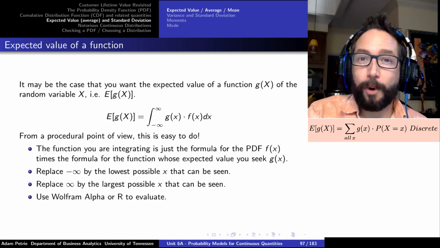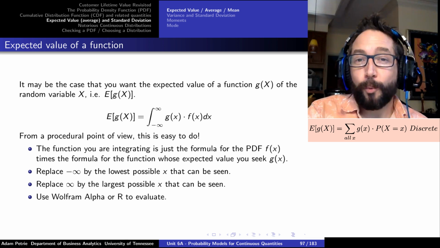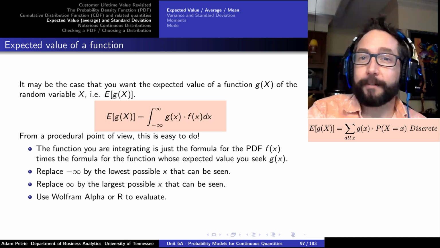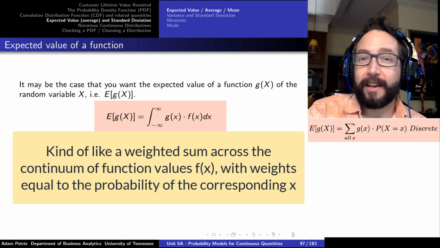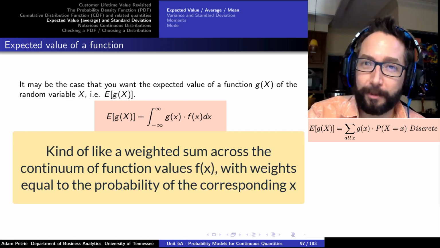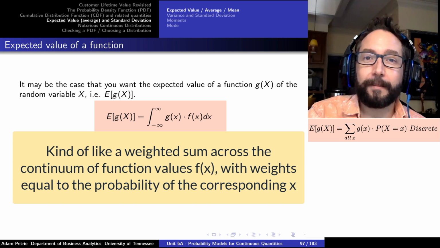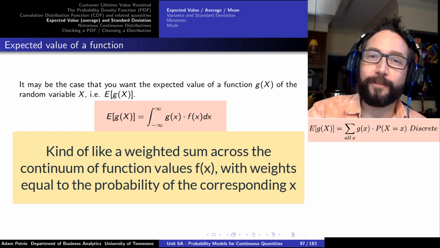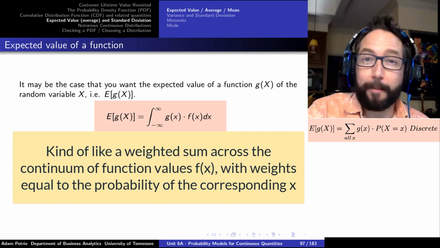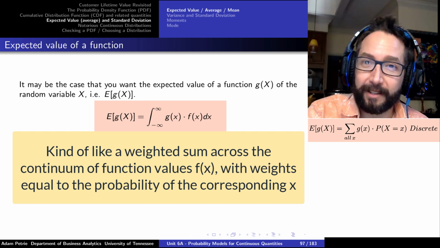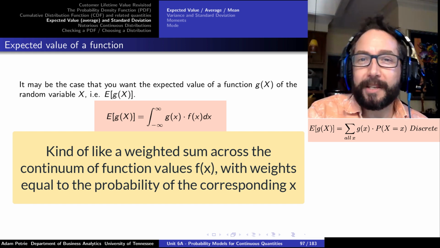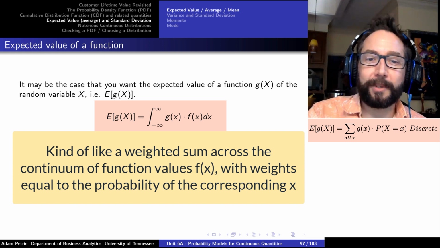Well, similar to what we did in the discrete case, we're going to take our function of interest, g of x, multiply that by our formula for the PDF, f of x, and then just integrate over the range of possible values that we might see. So in effect, it's kind of like taking a weighted sum of those function values with the weights equaling the probabilities of observing that value of x that lurk behind that function. But because we have a continuum of values, the sum is now an integral, and so we need to do a bit of calculus.